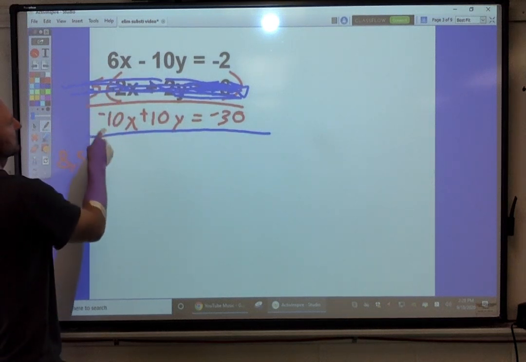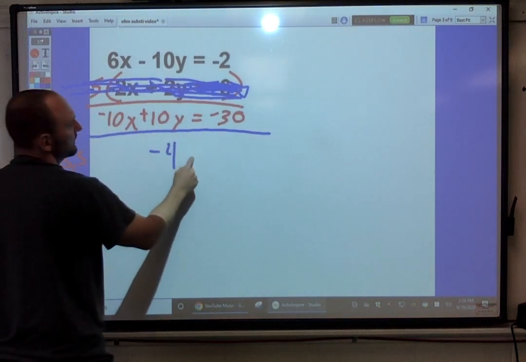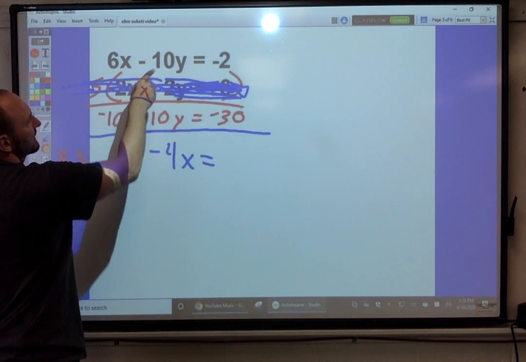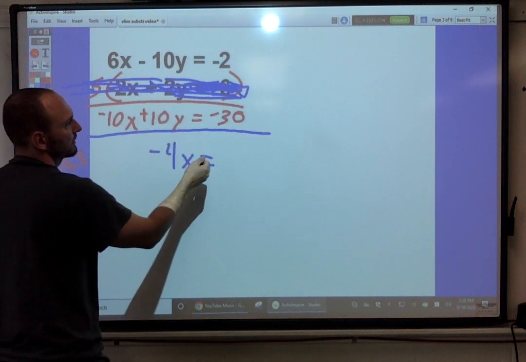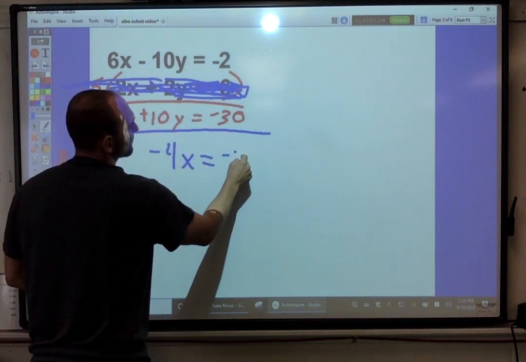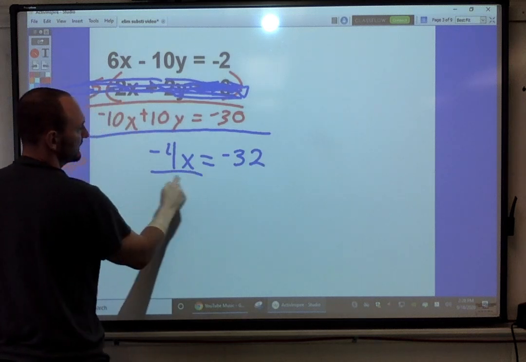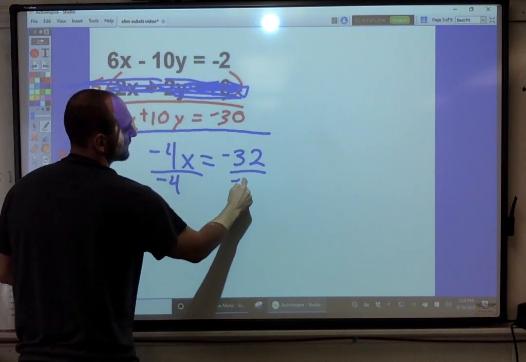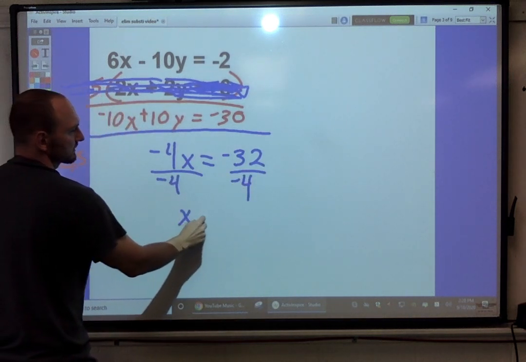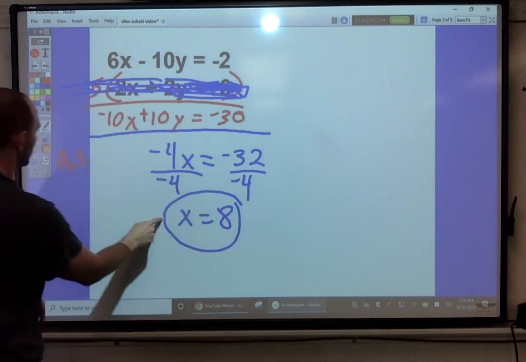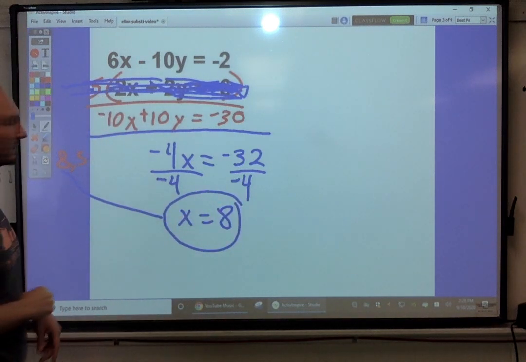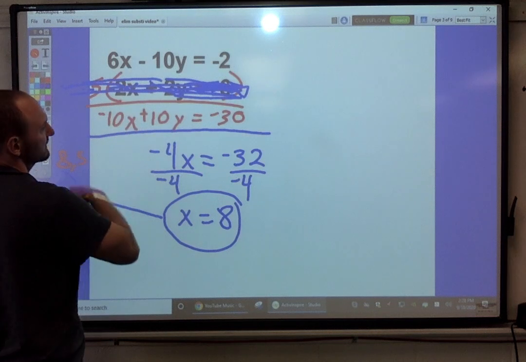So 6 plus negative 10 is negative 4x. Negative 10 plus 10 is 0. And negative 32. So divide by negative 4. X is positive 8. Hey, that's what we got earlier. So now we're going to take 8, plug it in.